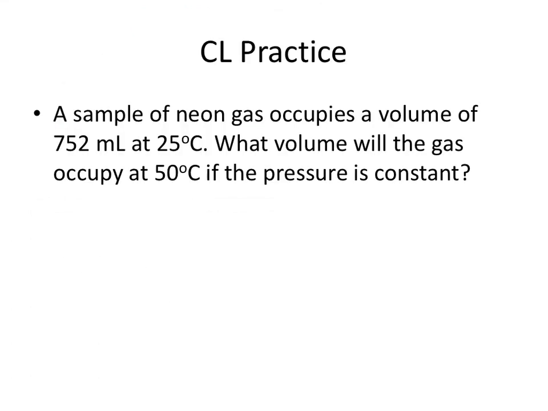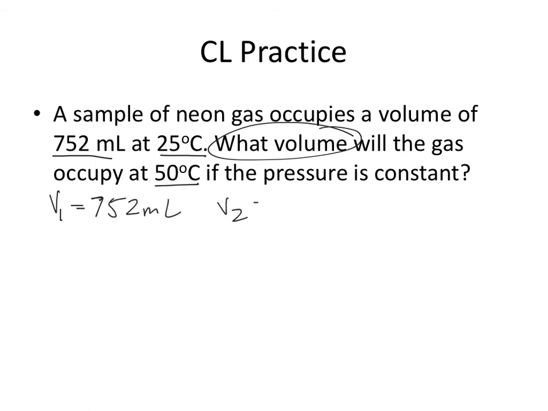So let's give this a try. A sample of neon gas occupies a volume of 752 milliliters at 25 degrees Celsius. What volume will the gas occupy at 50 degrees Celsius if the pressure is constant? So we have a volume of 752 milliliters at 25 degrees Celsius. We want to know what the new volume is going to be at 50 degrees Celsius. So V1 is 752 milliliters, and we're looking for V2.